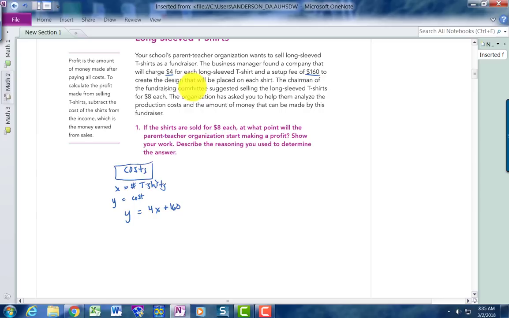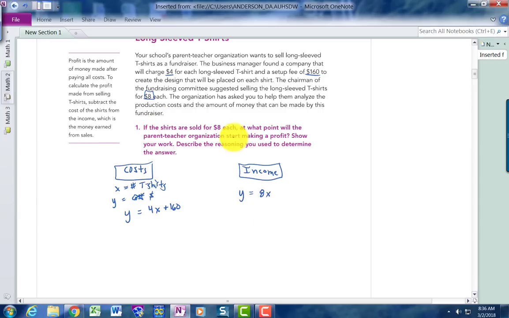Then it says that the chairman of the fundraising committee suggested selling them for $8 a piece. So this is going to be your income, the amount of money that you bring in, which we'll use X and Y again. Even though Y in this case represented cost, you could think of Y in terms of the amount of money that you bring in, but it still represents cost in that function. Okay, so in this one we have $8 per shirt times the number of shirts. That's how much money you would bring in.